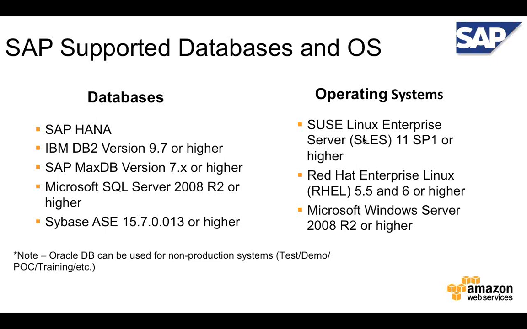And for databases, SAP HANA is becoming a choice for a lot of the SAP software today. But you could also run the traditional relational databases, that is DB2, MaxDB, SQL Server, and Sybase. There's one notable exception. The Oracle DB is not supported by SAP to run in a production environment on AWS. Now this is an SAP restriction. You could run Oracle database otherwise, and I'll come to that a little later. But you could run this in a non-production environment, that is test, demo, POC, training, etc.